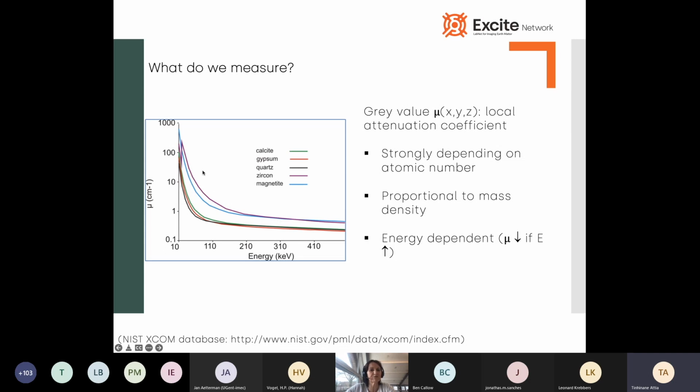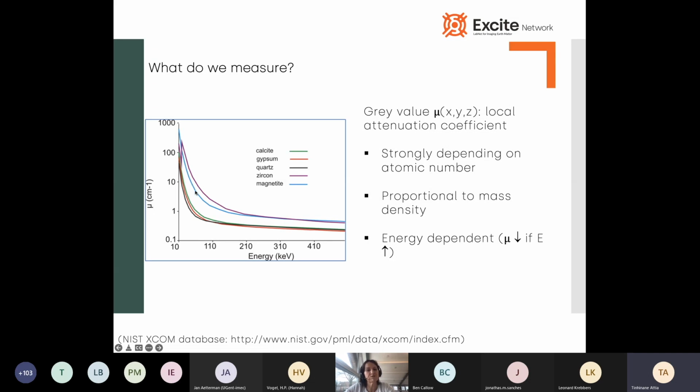This is why you try to find an optimal acquisition setting, working at the right energy to see the questions that you want to solve. So sometimes you would say, okay, then always scan at the lowest energy, because the higher your energy is, the lower your attenuation coefficient will be.